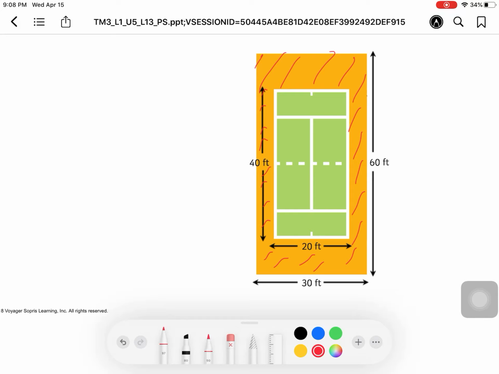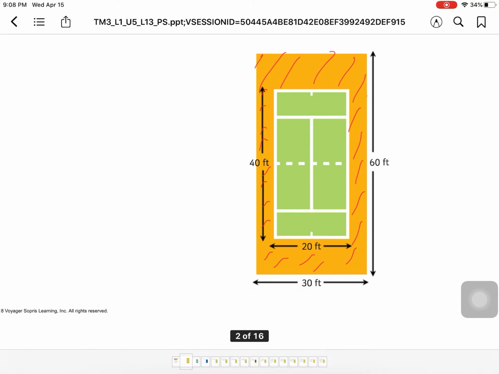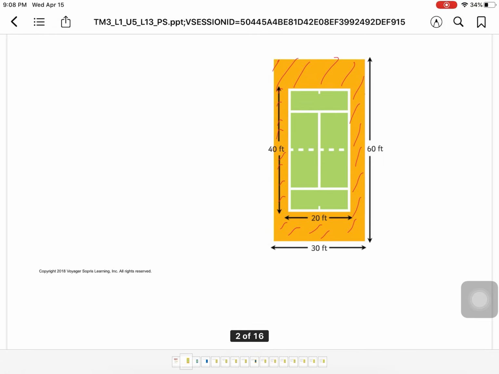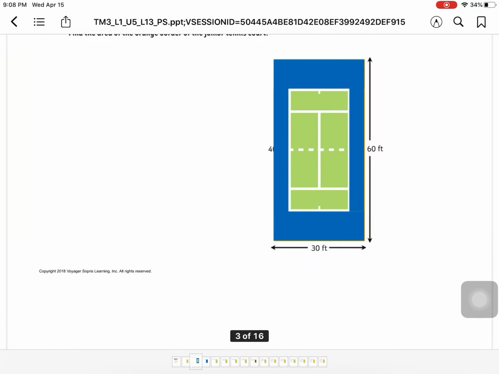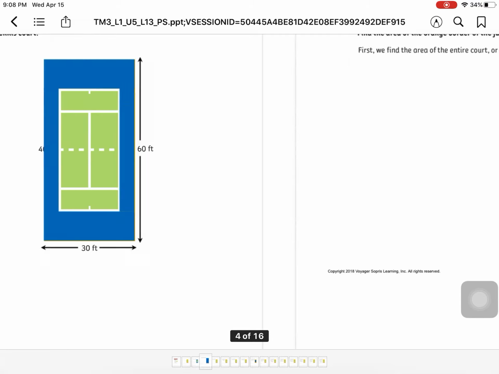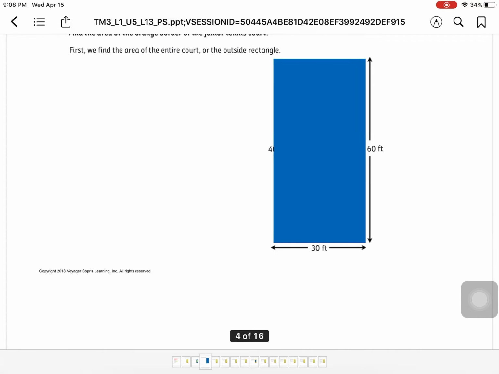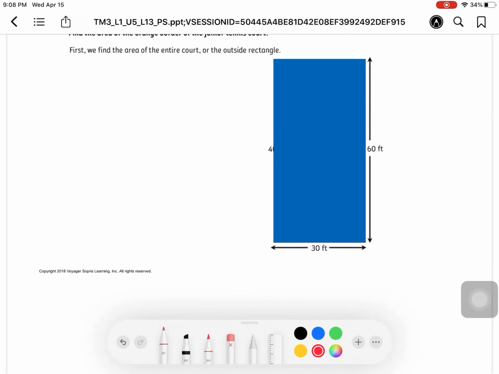So we need to first figure out the entire area of the tennis court is going to be our first task. Okay. So the entire tennis court is 60 by 30 feet. So we're going to take the whole entire court and find the area. Remember, area is what is on the inside of that court. Okay. So I know 60 times 30.